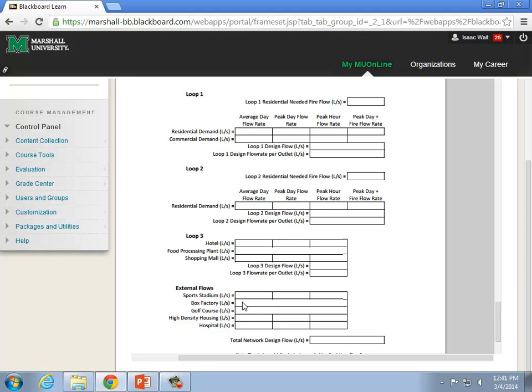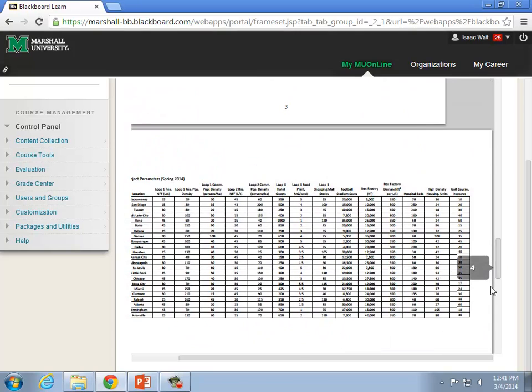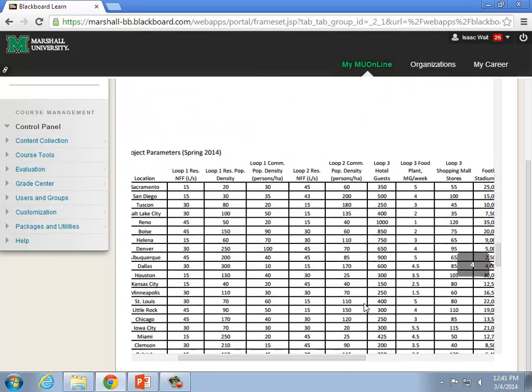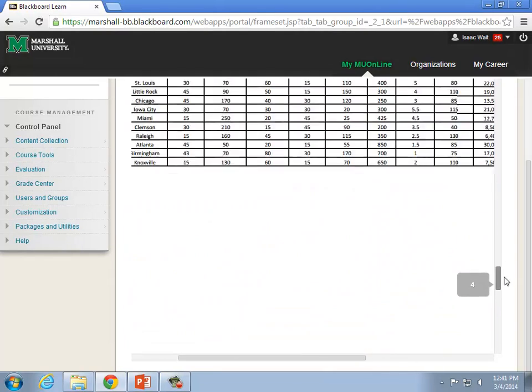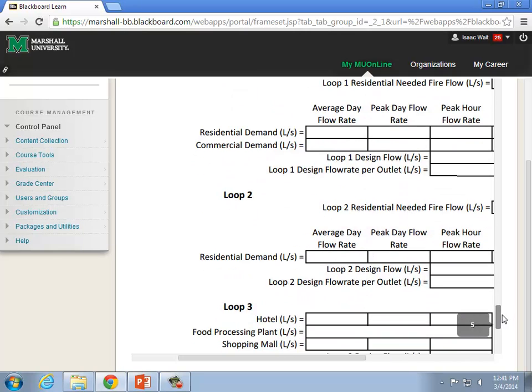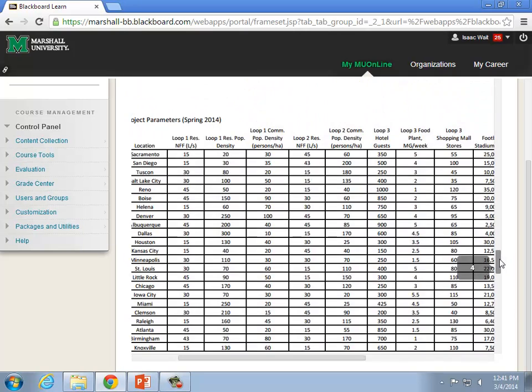The spreadsheet that we got for Loop 2 has commercial population. Then on the summary table, Loop 2 only has residential. Let's check that. All right, yeah, that's a typo. So that is a residential population density. Thanks for noticing that. I knew something was off, because I made some changes. I simplified this at the last minute.